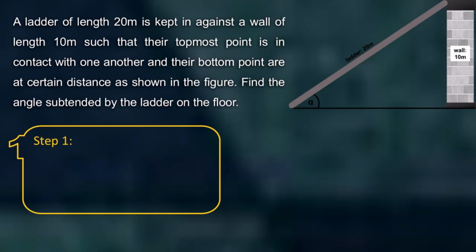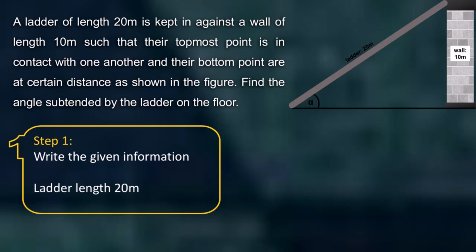Step number 1 is write the given information. We have two given information, which are the ladder length, which is 20 meters, and the wall length is 10 meters. Or, yung haba po ng ladder is 20 meters, and yung taas po ng ating wall is 10 meters. Ang step 2 po natin, naging given na. Ito na po ang ating right angle. And then, this will be our reference angle.